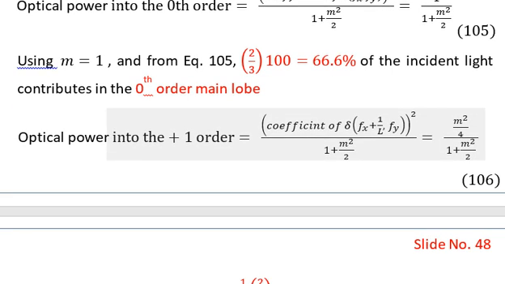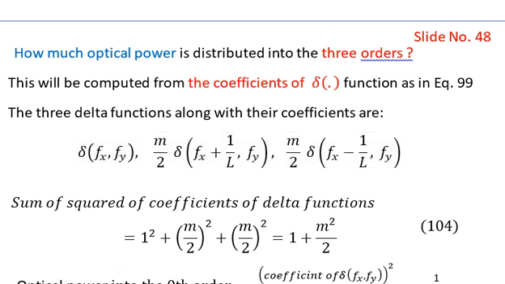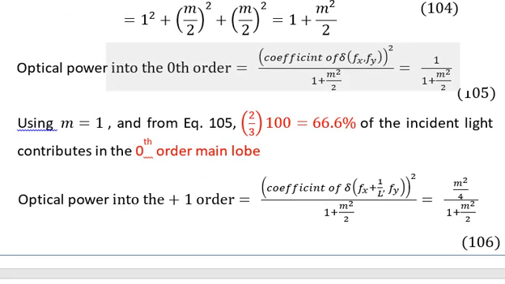The optical power into the plus 1 order is equal to the coefficient of the delta function that corresponds to the first order, which is delta of fx plus 1 over L, fy. Its coefficient is given above, and it is m by 2. So the square of that coefficient is m square over 4, and we divide it again by the total contribution from equation number 104. So we have m square over 4 divided by 1 plus m square over 2, as in equation number 106.